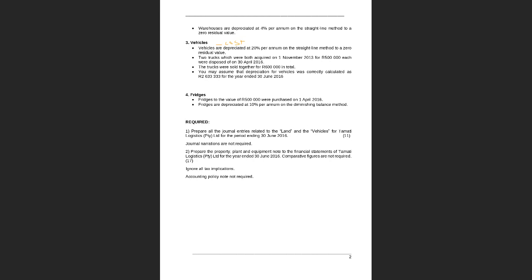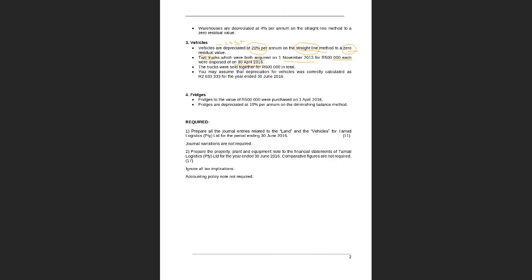Okay, they say that vehicles are depreciated at 20% on the straight line method to a zero residual value. So all of that information is important. I'm gonna use 20%, I'm gonna use the straight line method, and there's zero residual value. Okay, then it says two trucks, which were both acquired on the 1st of November, 2013 for 500,000 rand each, were disposed of on 30th of April, 2016.